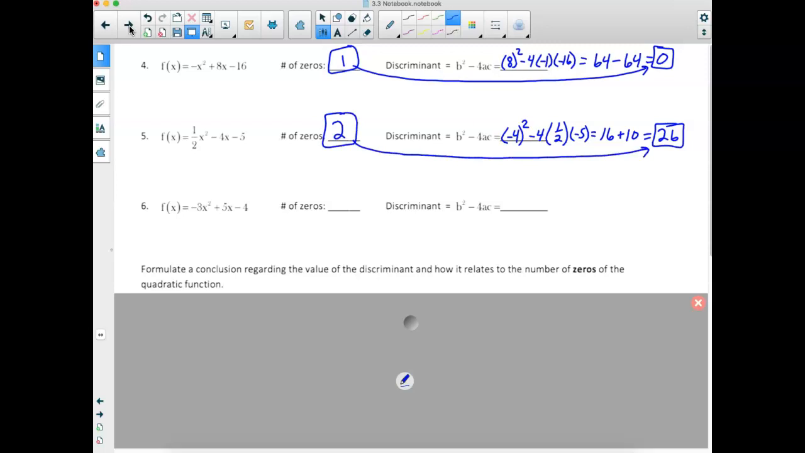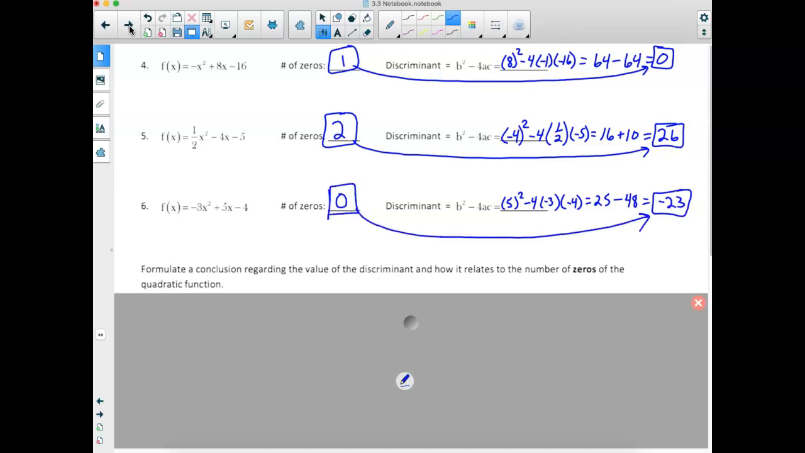And number 6, I had 0 zeros, and we're going to type that in and say 5 squared minus 4 times a times c. That gives me 25. A negative times a negative is positive times another negative, so this is going to be minus 12 times 4, which gives me 48. 25 minus 48 gives me negative 23. So 0 zeros gives me negative 23.